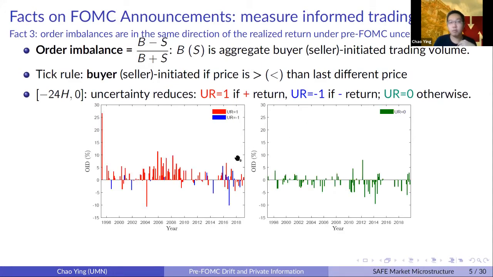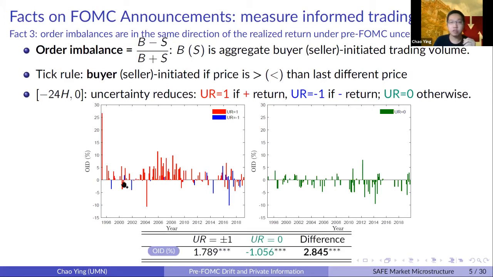After that, I plot the order imbalances in the 24-hour window for each announcement. As you can see from the figure, when there is uncertainty reduction, the order imbalances are mostly in the same direction as the realized return and large in magnitude. While when there is no uncertainty reduction, the order imbalances are pretty small and largely random.